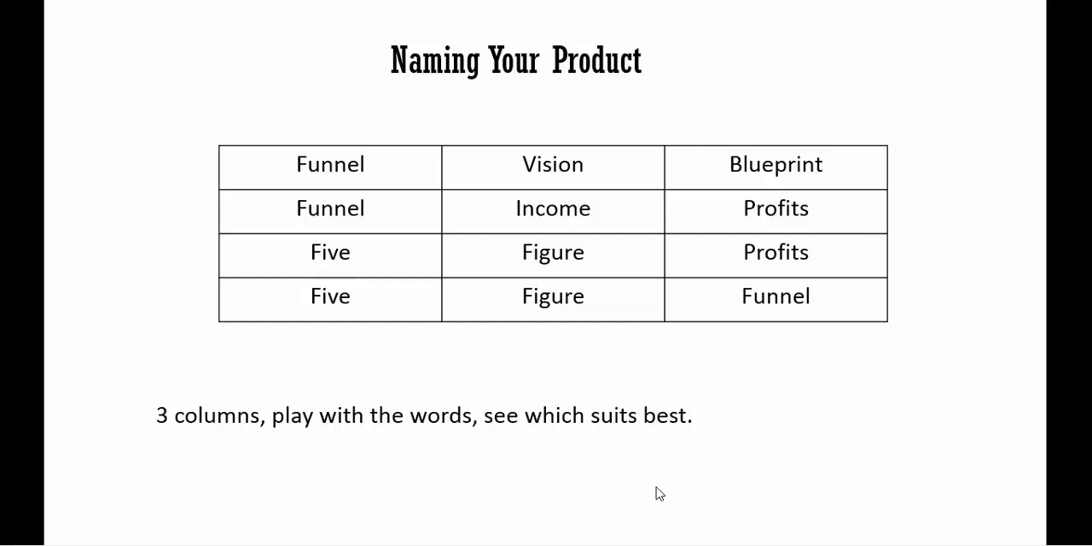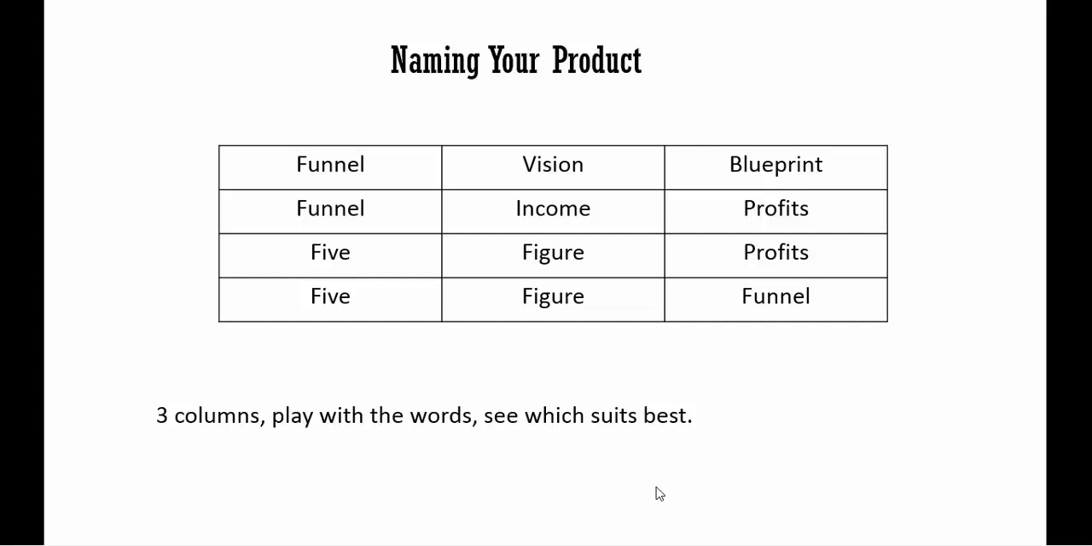So that needed to change. So I then went down to the next row and I did a bit of wordplay and played around with the words, and I came up with Funnel Income Profits. Now that didn't go together. I didn't like that at all. So I came up then with 5-figure profits. And again, it just wasn't right. So then I came up with 5-figure funnel, and then I added profits afterwards.